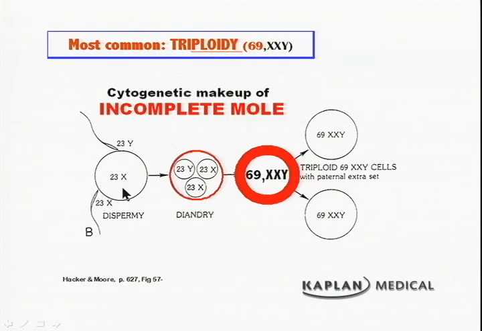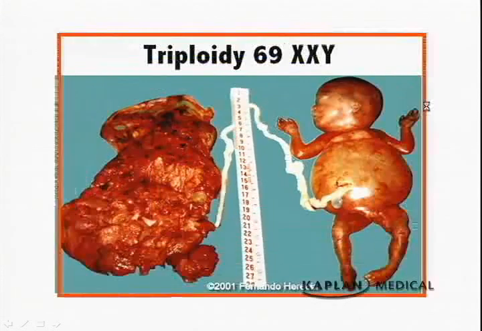This occurs when you have a dispermic fertilization of a normal egg, and you have 3 pronuclei, and the most common genetic makeup is a 69XXY. Now, this is what you would see with an incomplete mole. A complete mole is 46XX, and those X's are paternally derived. Incomplete mole is 69XXY. This is an image of a triploidy fetus. Notice how huge the placenta is, and this is a fetus that did not survive. This is basically a lethal anomaly.